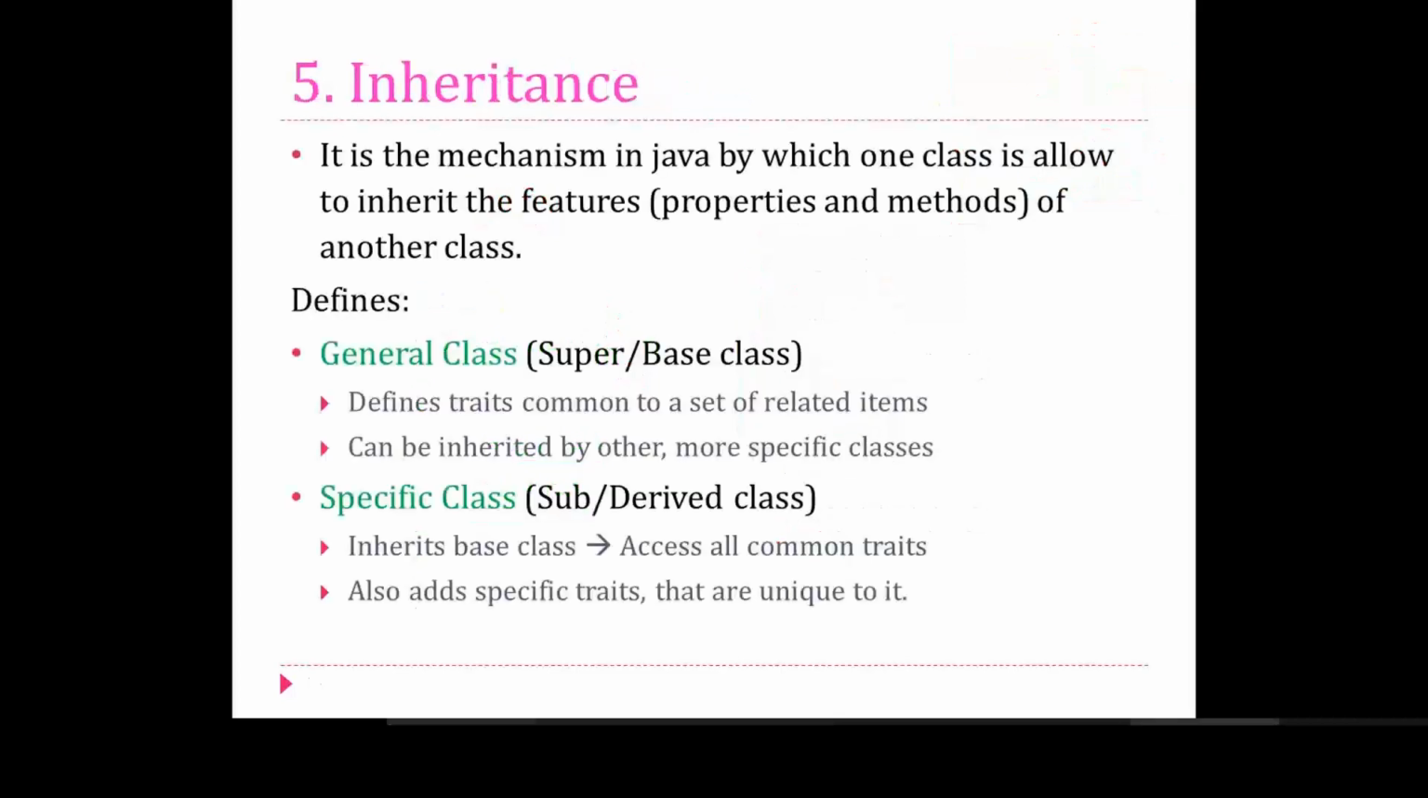The next property is called inheritance. As you all know, this is a mechanism in Java or object-oriented programming by which one class can inherit the features of some other class. Here we have two sets of classes. One set is called the generic class and the other set is called the specific class. Generic is also called the super or base class. Specific is called the sub or derived class.